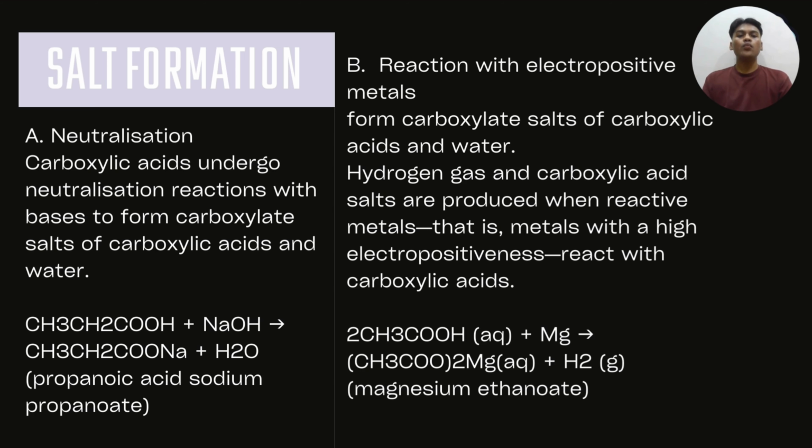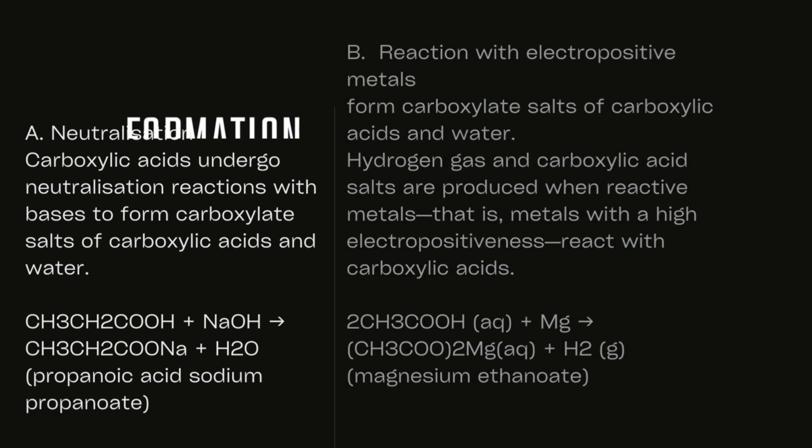Second, reaction with an electropositive metal. In this reaction, a carboxylate salt of the carboxylic acid is formed. Hydrogen gas and carboxylic acid salt are produced when a reactive metal, a metal with high electropositiveness, reacts with carboxylic acid. Magnesium ethanoate is an example of this reaction.